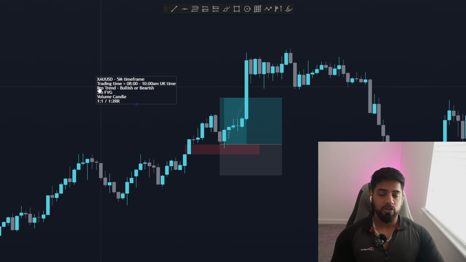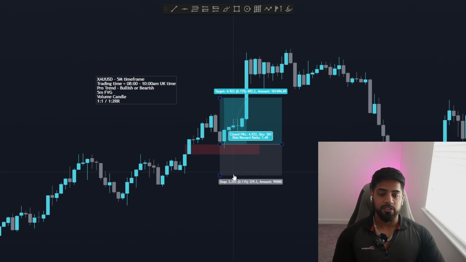We're going to be making sure that we are pro-trend. Whether that be bullish, whether that be bearish, we are only going to be taking trades with the trend. So if we're bullish, we're looking for buyers. If we're bearish, we're looking for sells. No counter trend trading. We're going to be looking for 5-minute fair value gaps as our entry that are nested within volume candles. And we're simply going to be targeting a 1-to-1 or a 1-to-2 risk to reward.